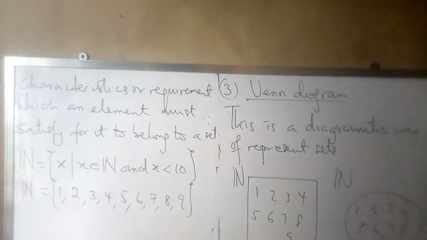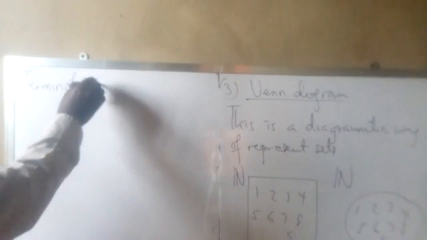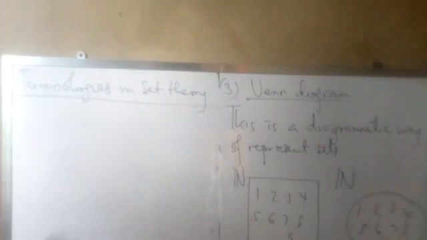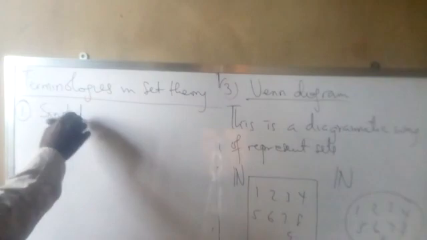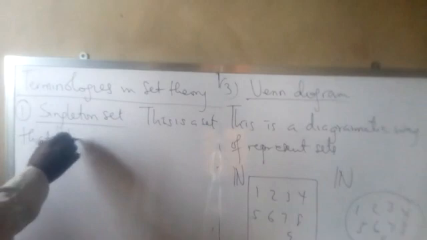through Venn illustration. Having said this, let's now look at some terminologies in set theory. We want to look at some terms that we use in set theory. One, we have the singleton set. What do you mean by a set being singleton? This is a set that has only one element. A set with only one element is called a singleton set.